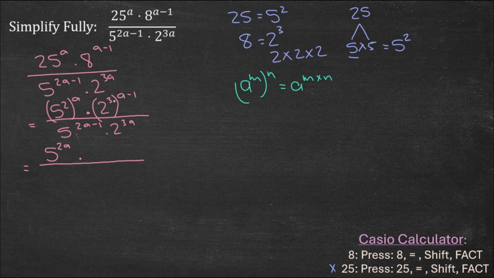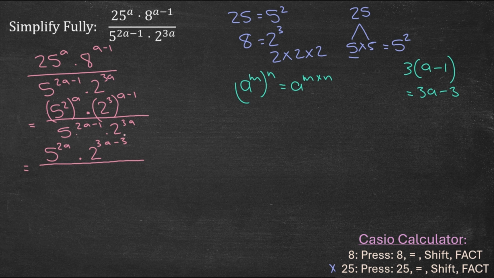I've got a base with an exponent or a power, and it is raised to another power. That means I keep my base and then I multiply my exponents. It's going to be 3 times a minus 1, and that will give me 3a minus 3. Okay, so now I know that the exponent for this 2 is 3a minus 3.